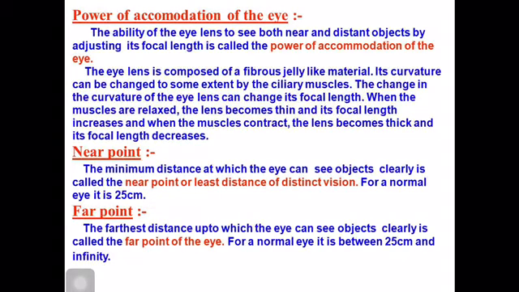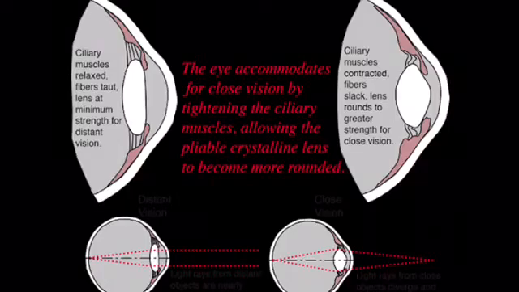Dear student, the ability of the eye to get a clear image by adjusting the focal length is called the power of accommodation of the eye. So let us see in detail: the ability of the eye lens to see both near and distant objects by adjusting its focal length is called the power of accommodation.